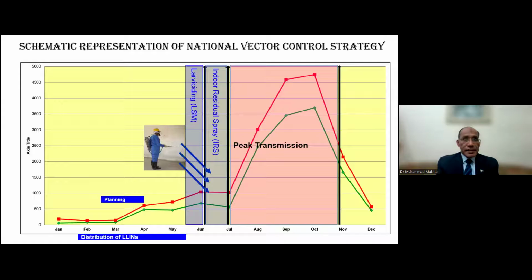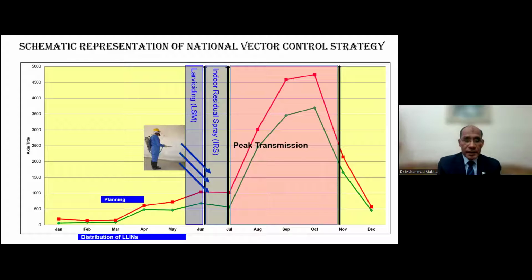This is the schematic representation of the national strategy for IRS. If you look at it, as I mentioned in the previous slide, we have the strategy to launch an IRS campaign in the country 1 month before peak transmission, which means if the peak starts in July, in June you have to complete your IRS.